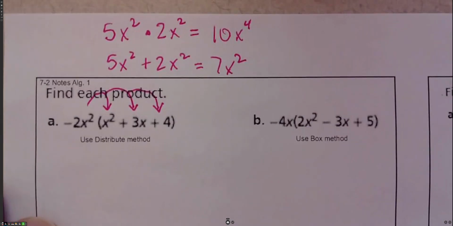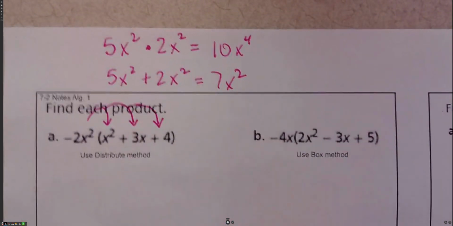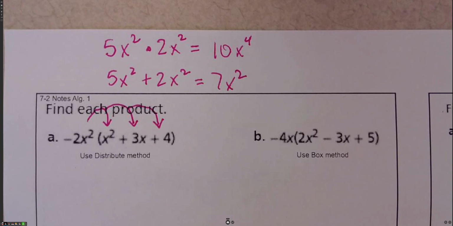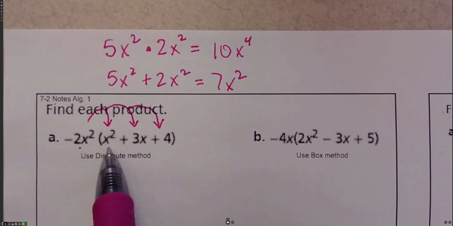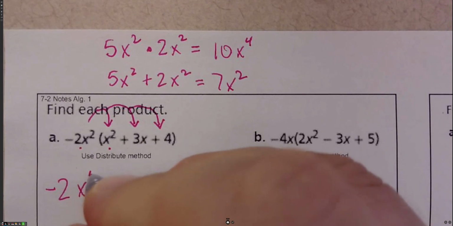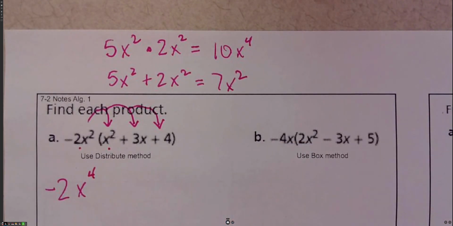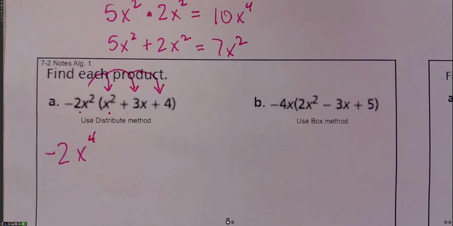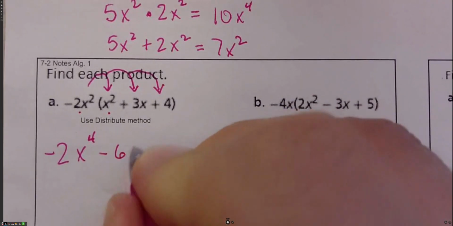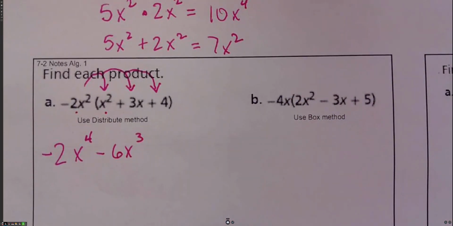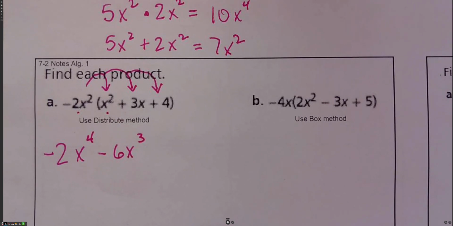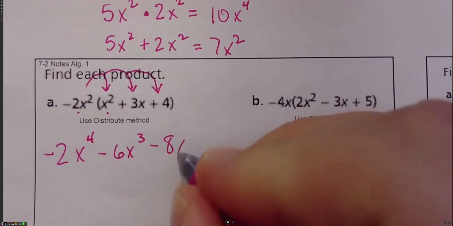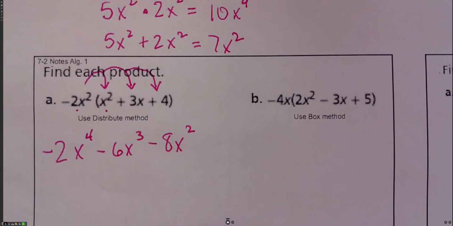So we distribute that, and that needs to be 7x squared. So we need to make sure we understand the distinction between multiplying and adding. So this one we're multiplying in. Negative 2x squared times x squared is negative 2x to the fourth, minus 6x to the third, minus 8x squared. Okay.